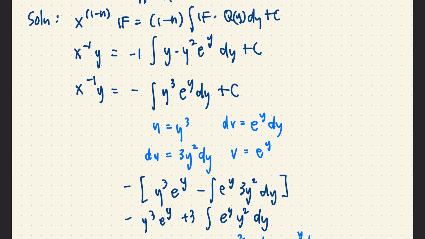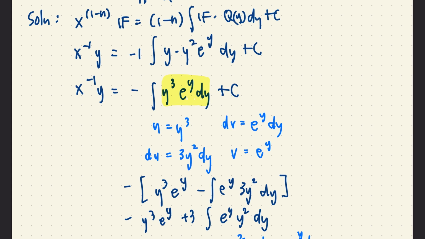So substituting this, we will end up with x raised to negative 1 times y is equal to negative the integral of y cubed e raised to y dy plus c, which this term here looks like we need to do integration by parts. So you have u and dv. So u is y cubed and dv is e raised to y. Deriving u, we get du is equal to 3y squared dy, and then you have your v as e raised to y.